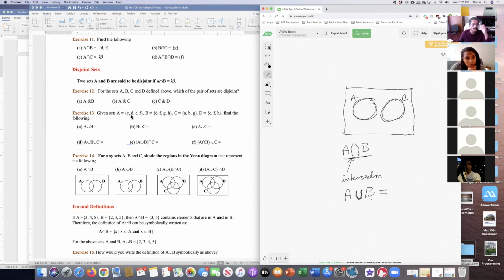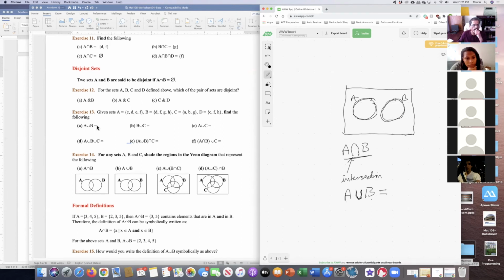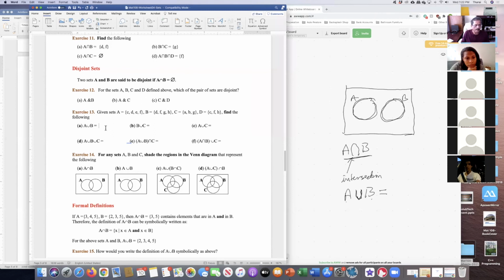Exercise 13. A, B, C, D are given here, and it says find A union B. Can somebody tell me what to write for A union B? I'm sorry, you're doing intersection, I guess. It's union, so it'll be C, comma, D, comma, E, F, G, H, all of them.